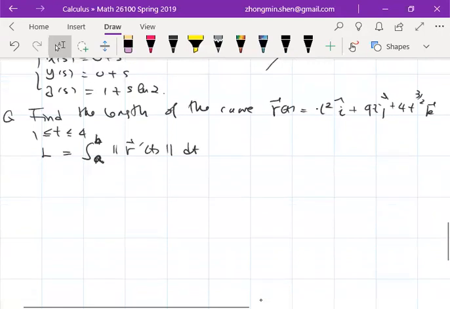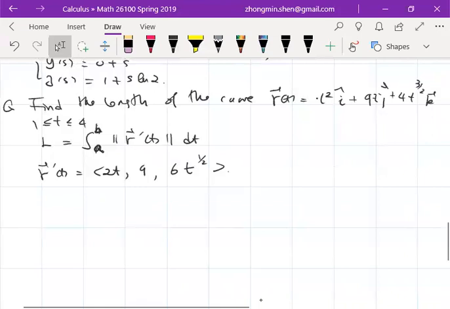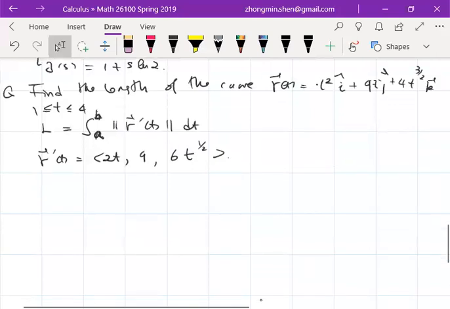We know that formula. So now let's find the derivative. I'm going to use the arrow symbol. It's going to be 2t, and this is 9t squared, so it's 9. And the next one is 4 times 3 over 2, so it's 6t to the 1/2. If you are not able to evaluate the integral, you double check your derivatives. Maybe there was a computation mistake here. So this is the formula.